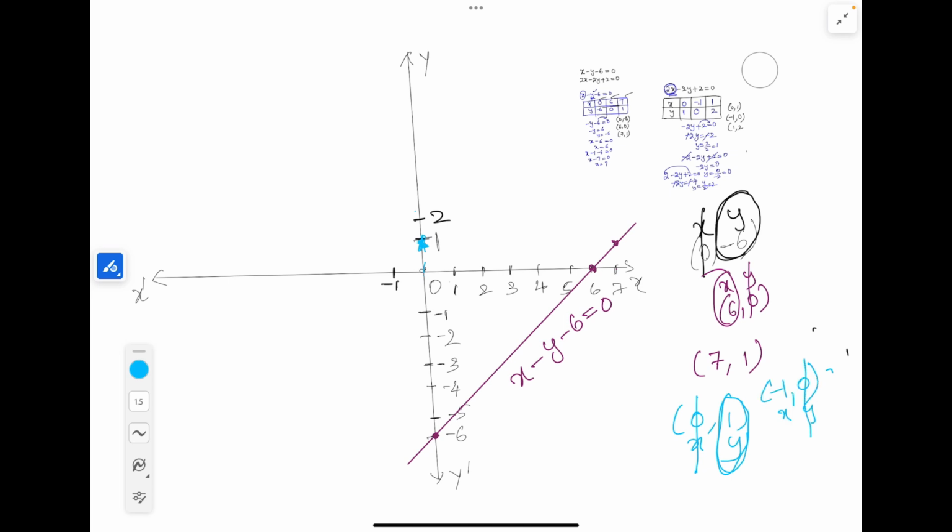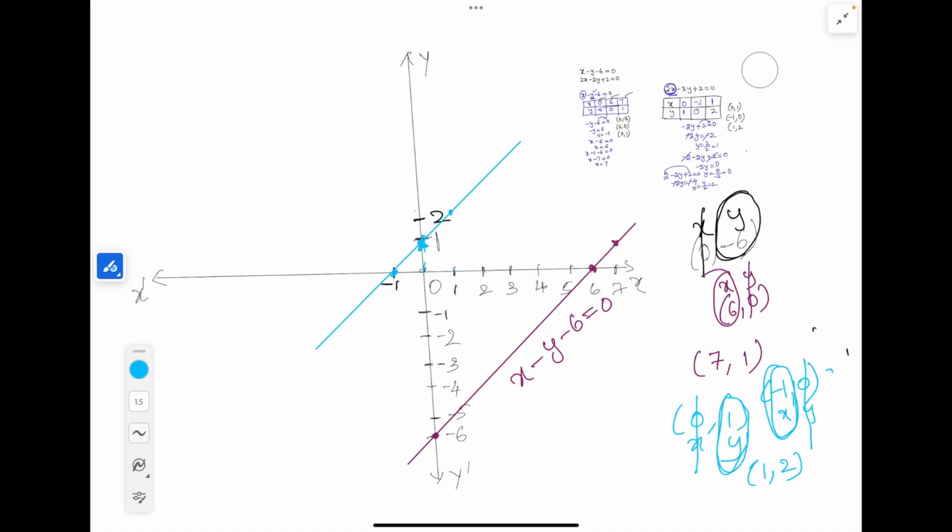X followed by y value is 0, it will lie on negative x-axis, that is here. Next is 1 comma 2, 1 comma 2. Positive 1 is here, positive 2 is here, so it will be here. So join these 3 points.